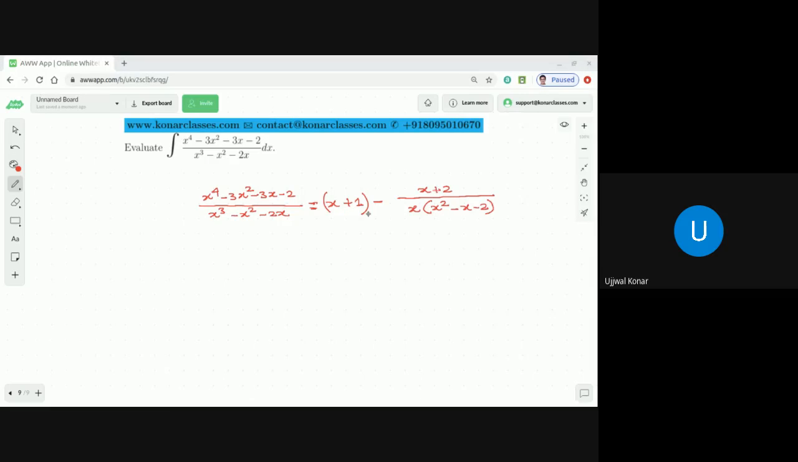Clear or not clear? Or you can say that, sir, I didn't get it. No, sir, I got it. You got it, this thing, right? So then we can further simplify.